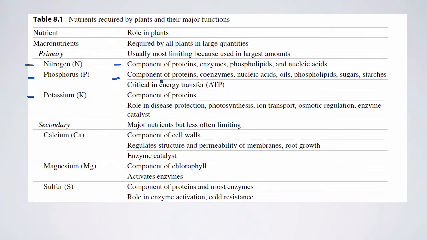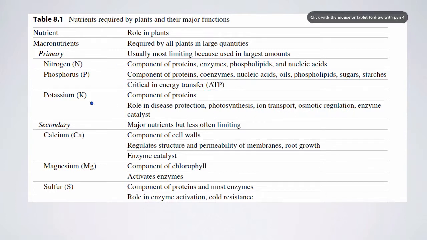Phosphorus is also needed by proteins and a lot of other things like nucleic acids, and it's also critical in energy transfer, ATP. Potassium is also a component of some proteins, and there's a number of other functions that potassium performs in plants, such as being important for ion transport and osmotic regulation.